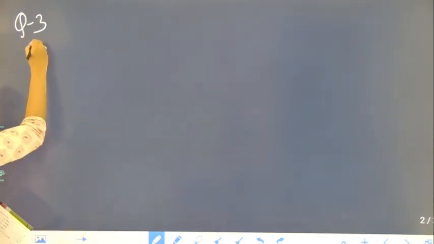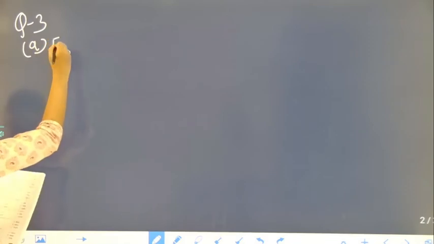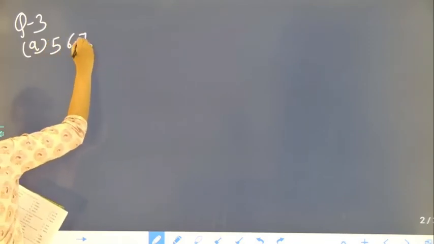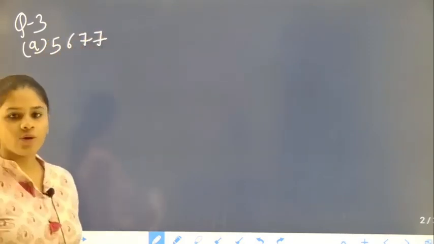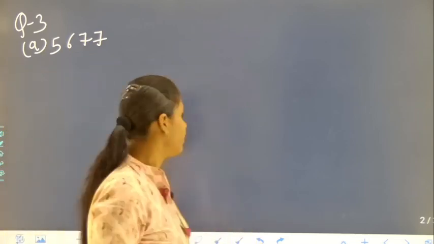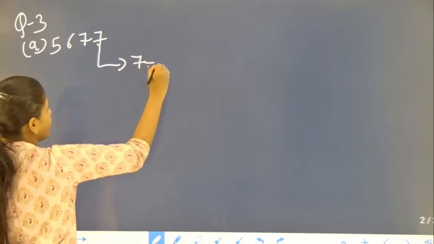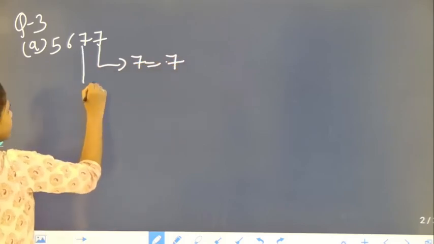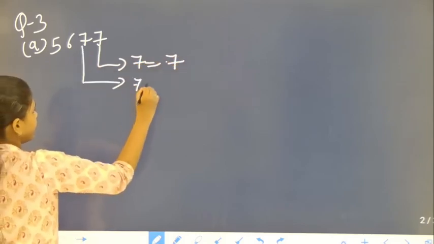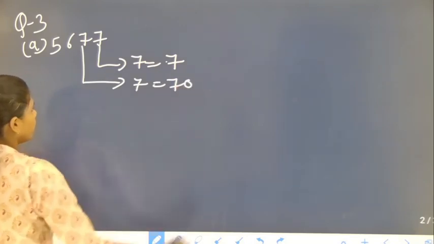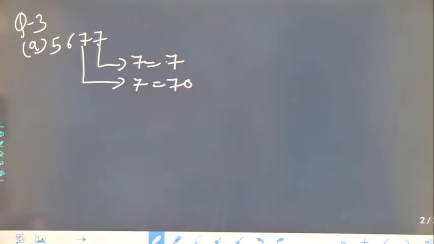First part, that is 5,677. Whose place value do we have to tell, students? Only 7. First we start with the 7, that is ones. Then the second 7, that is 70. Okay, you have to do these sums like this. Now move to the next part, that is B.